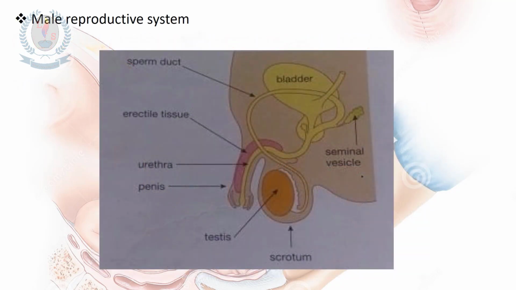The purpose of the organs of the male reproductive system is to perform functions such as producing, maintaining and transporting sperm and semen, and also to produce and secrete male sex hormones such as testosterone. Turning to the organs of the male reproductive system, this is the penis, this is the urethra, this is the erectile tissue, this is the bladder, this is the sperm duct, and this is the testes.